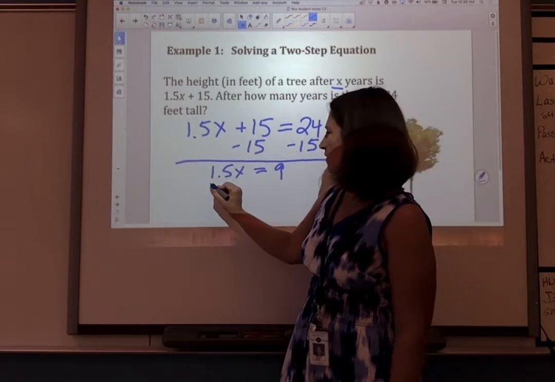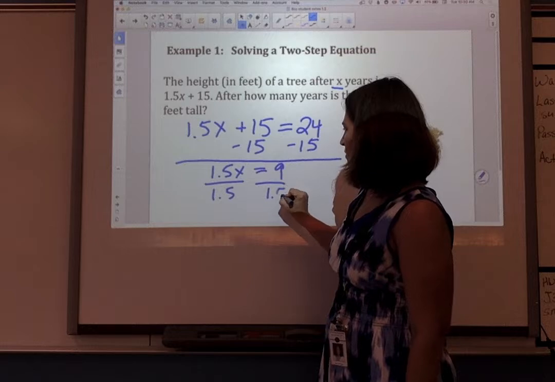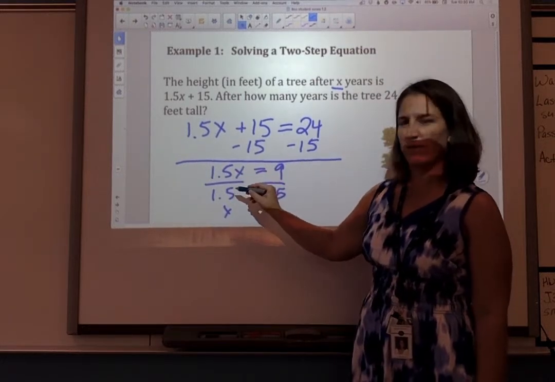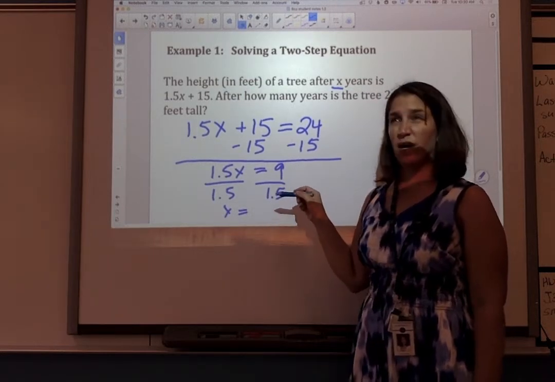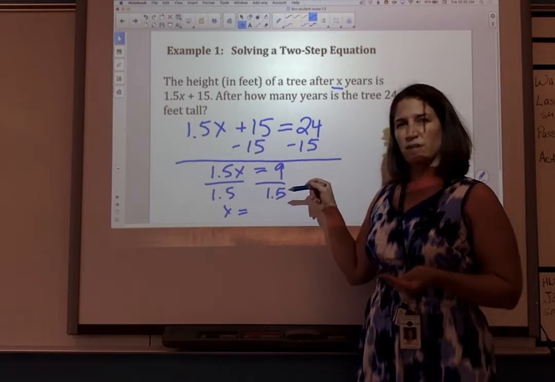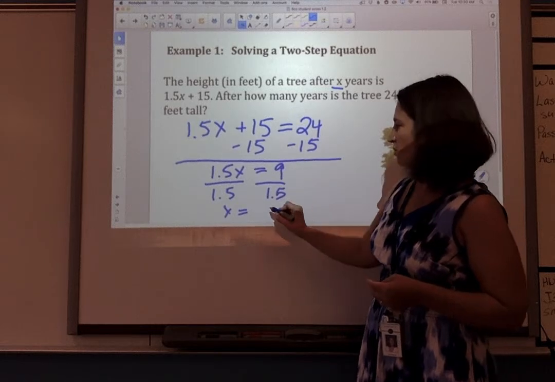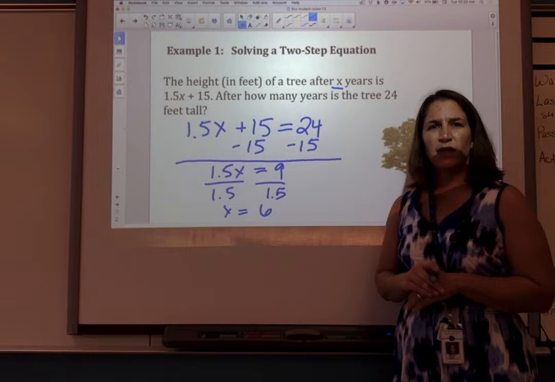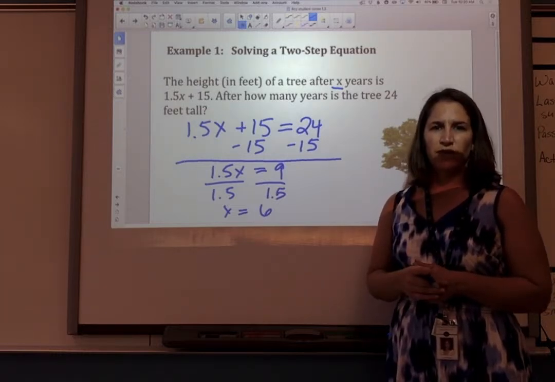Okay, so now I'm going to divide by 1.5. And 1.5x divided by 1.5 is just x. So x equals 9 divided by 1.5. How many times does 1.5 go into 9? 1.5 times 2 is 3, and then 3, 6, 9, so that should be 6 times. So 9 divided by 1.5 is 6. So after 6 years, that tree is going to be 24 feet tall.